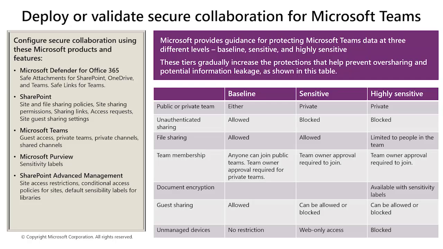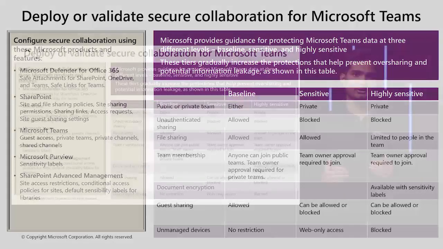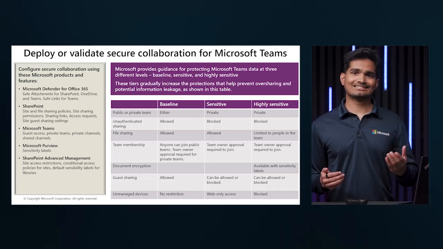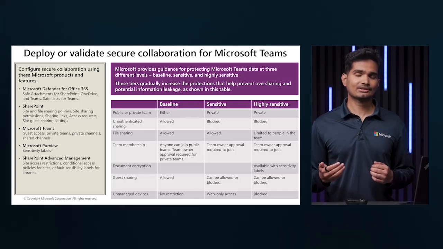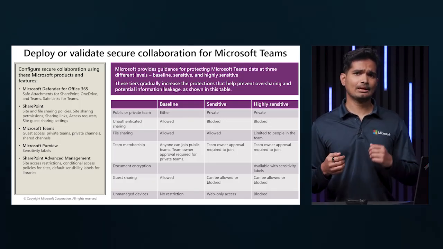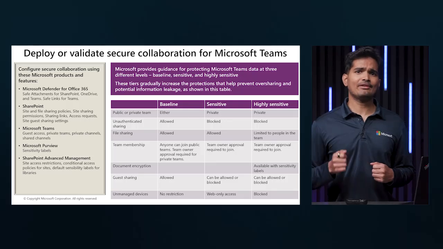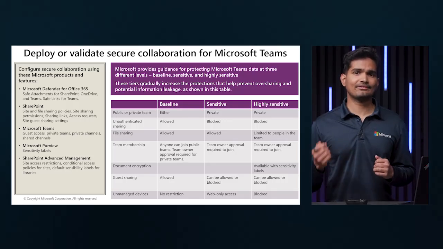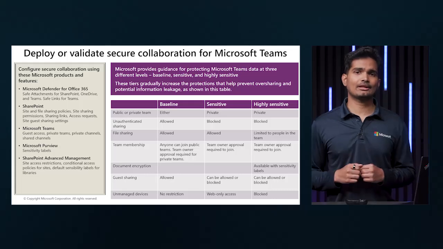Some other products to consider when thinking about secure collaboration: MS Defender for Office 365 offers safe attachments for SharePoint, OneDrive, and Teams. SharePoint offers site and file sharing policies, sharing links and access requests. Microsoft Teams offers guest access, private teams, private channels, and shared channels. MS Purview offers sensitivity labels. Let's take a look at a quick demo.